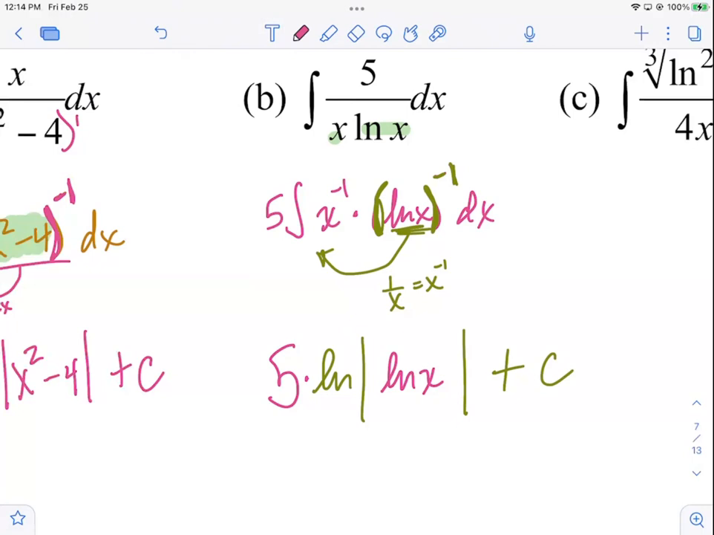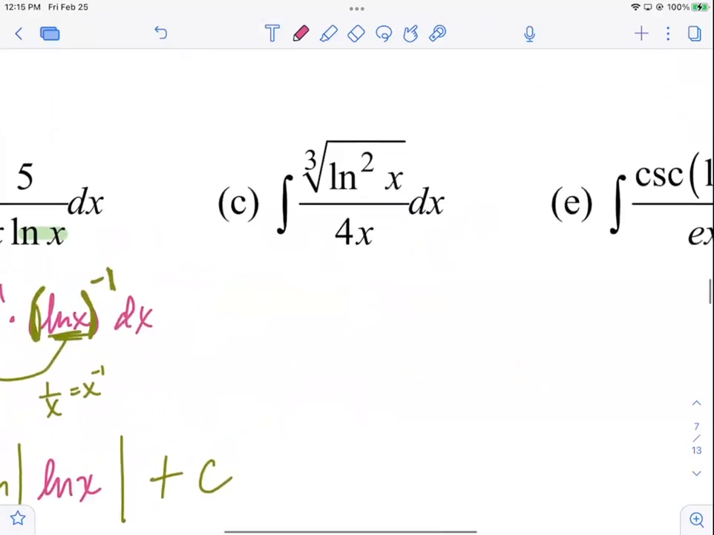So the natural log was the rule of integration and the inside function. Now notice we need the absolute values on the green part because that's what we introduced. That's the rule of integration. We don't need to add them to the ln of x that was already there because the domain is already implied. Okay.